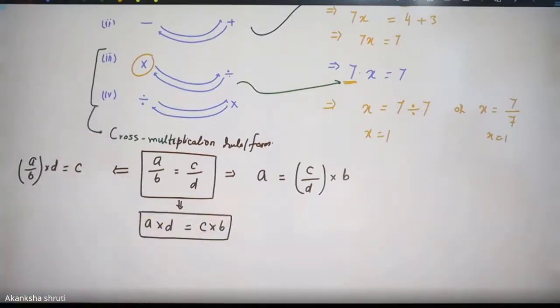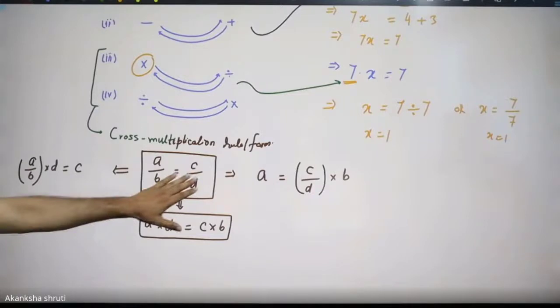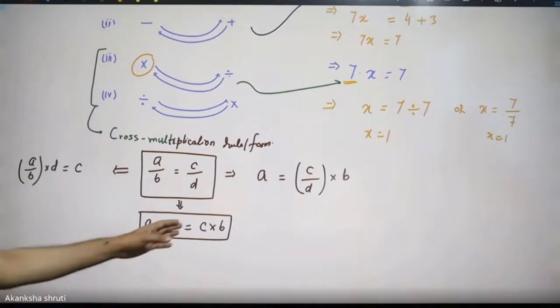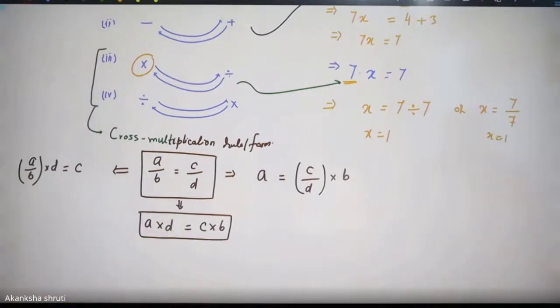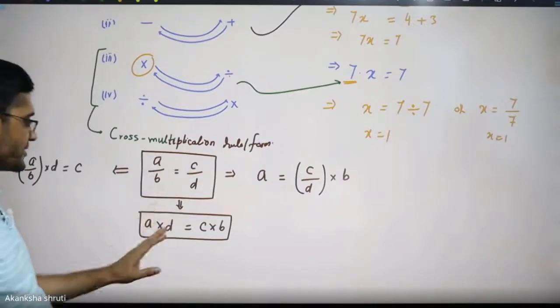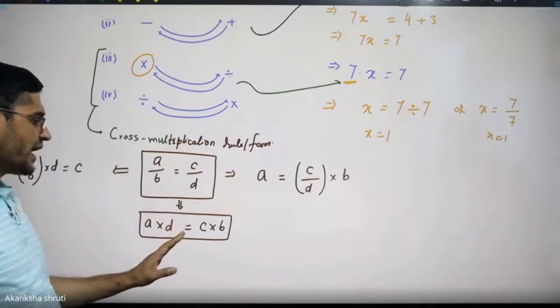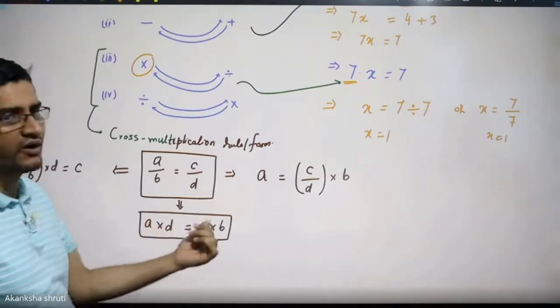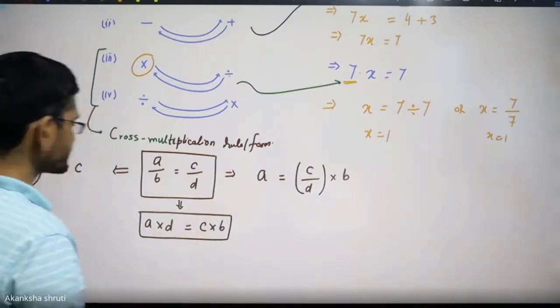Correct? What is this one? It means both of these divisions are converted into multiplication by changing their sides. So it is called cross multiplication form. Keep in mind, it is very easy. Once we have done this cross multiplication, after that we can get the value of A or D or any value. Okay, student?